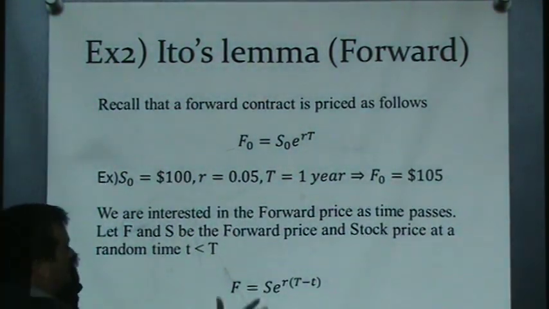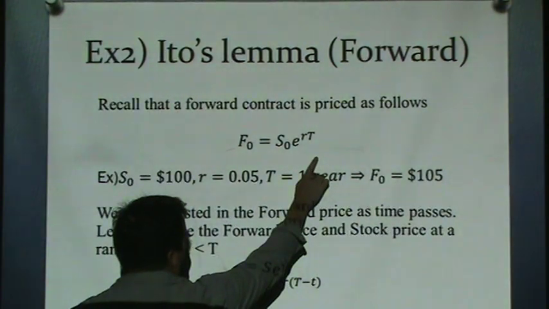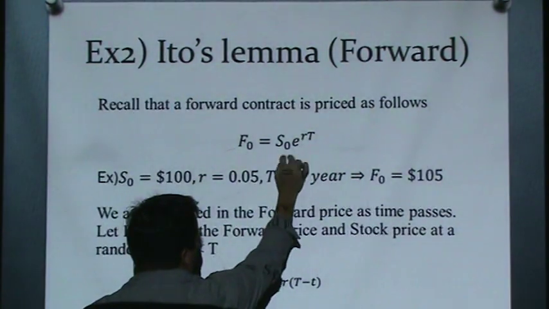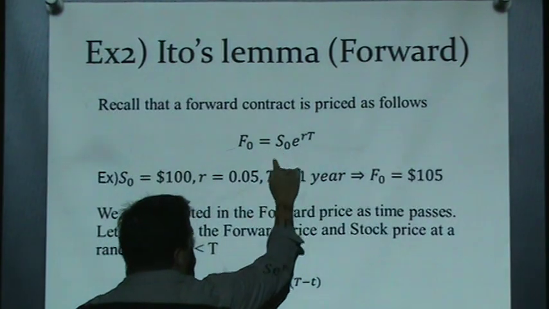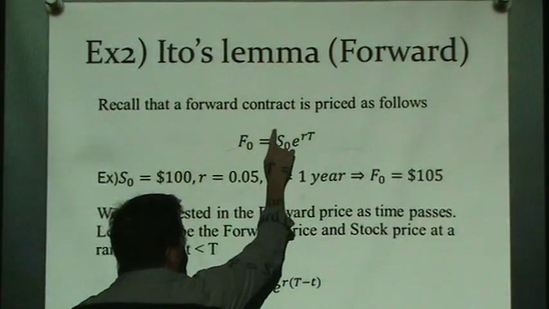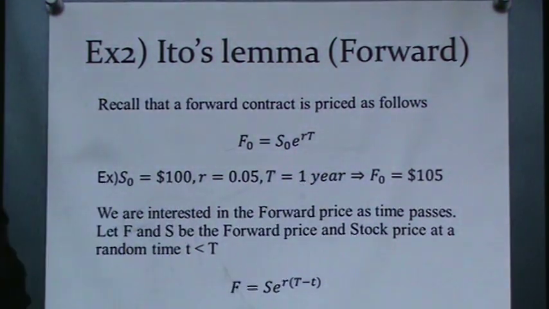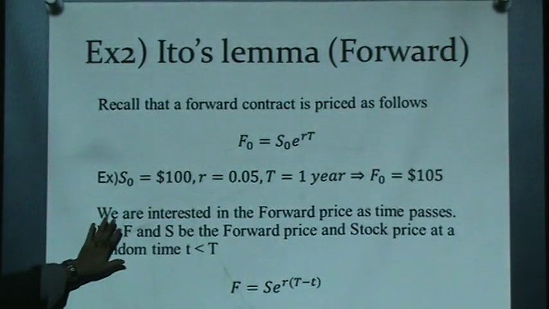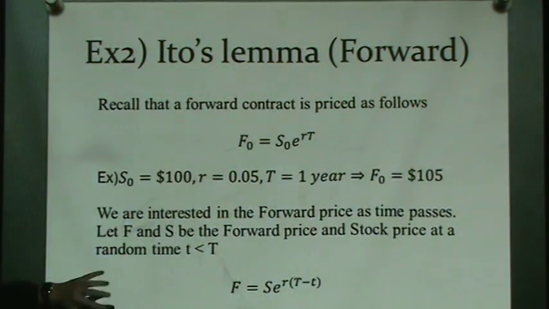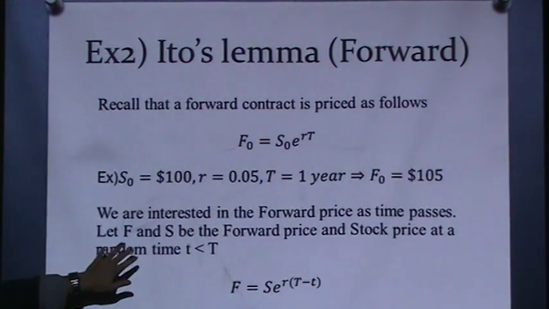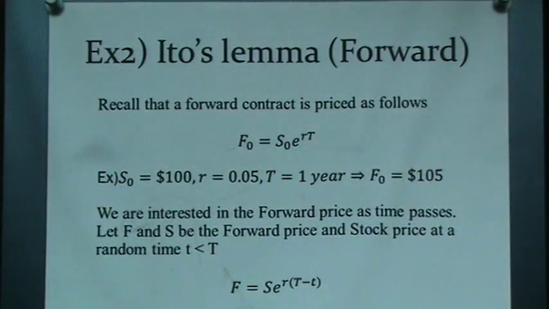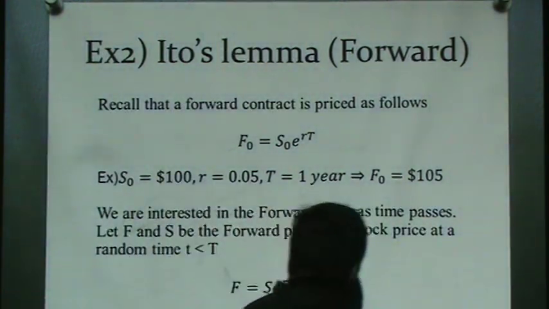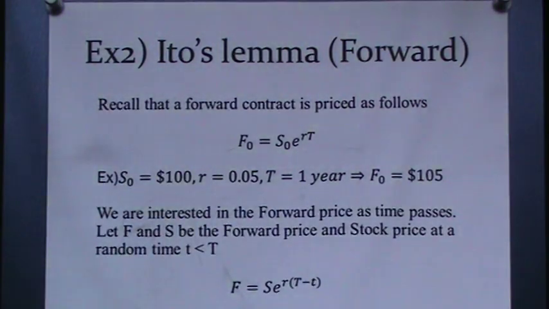Okay, so this now ends up being our function, g. If this is an Ito process, and this function is a function of s and t, and again, we have an example where it's a function of s but not of t, then, oh no, I'm sorry. Yeah, so in this case, we are interested in the forward process, and let f and s be the forward price and the stock price of the underlying stock at a random time between now and t.